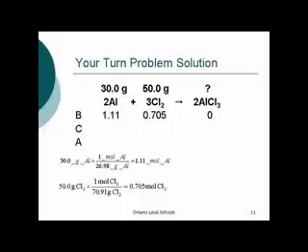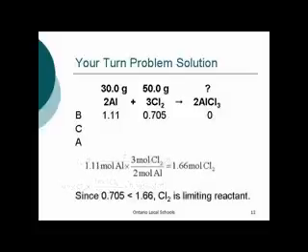30 grams of aluminum times 1 mole of aluminum over the molar mass of 26.98 grams of aluminum means I'm starting with 1.11 moles of aluminum, and then 50 grams of Cl2 times 1 mole of Cl2 divided by its molar mass of 70.91 grams of Cl2 gives me 0.705 moles of Cl2. So I fill in the before line. I have 0 AlCl3 to start, and I'm ready to continue on.